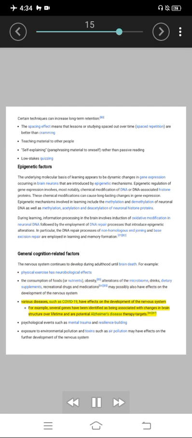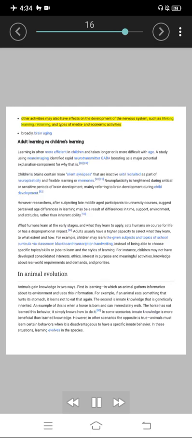Various diseases, such as COVID-19, have effects on the development of the nervous system. For example, several genes have been identified as being associated with changes in brain structure over lifetime and are potential Alzheimer's disease therapy targets. Psychological events such as mental trauma and resilience building, exposure to environmental pollution and toxins such as air pollution may have effects on the further development of the nervous system. Other activities may also have effects on the development of the nervous system, such as lifelong learning, retraining, and types of media and economic activities.